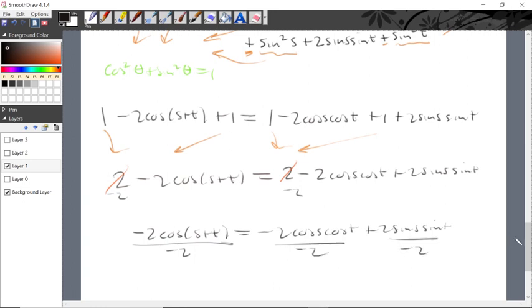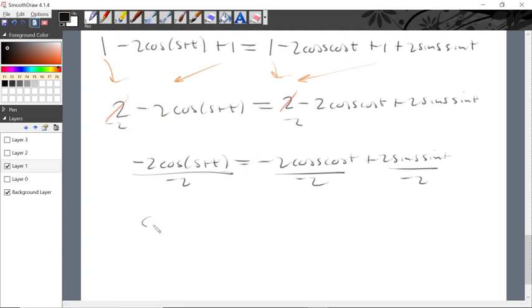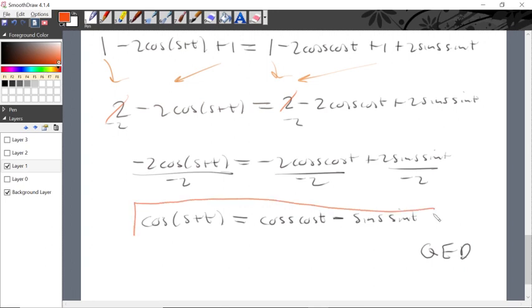Divide every term by negative 2, and what do we get? That the cosine of s plus t equals cosine s cosine t, and now we have 2 divided by negative 2, so this is going to become a minus, and we have the sine of s sine of t. And that's the formula we were trying to prove. So QED, we have shown what we wanted to, we have demonstrated what it was that we wanted to show. The proof is now done. Okay, so that completes it.